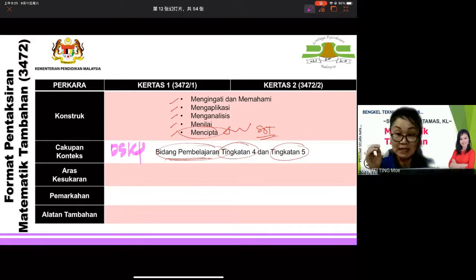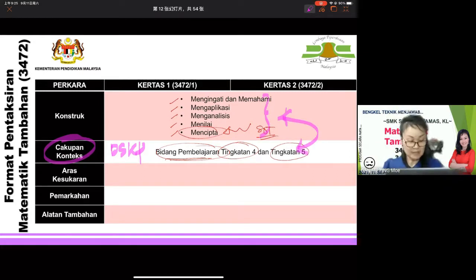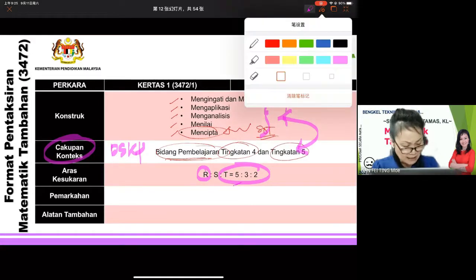See, if you master your DSKP, coverage is no longer a problem. So all of this, they will get the question from the DSKP. Then after that, the difficulty level, see? The low level is 5. The low level is 5. That's why it's very easy. Don't worry that it is difficult. It is not that difficult at all.